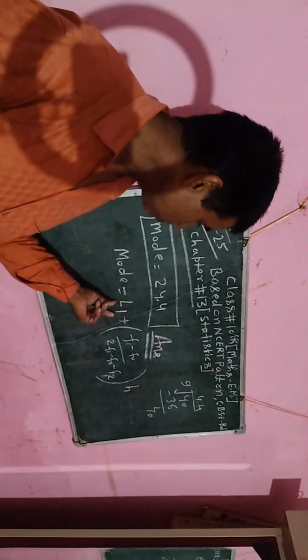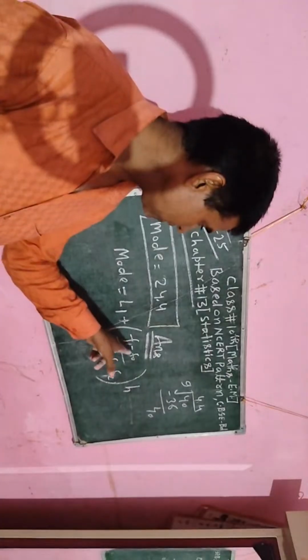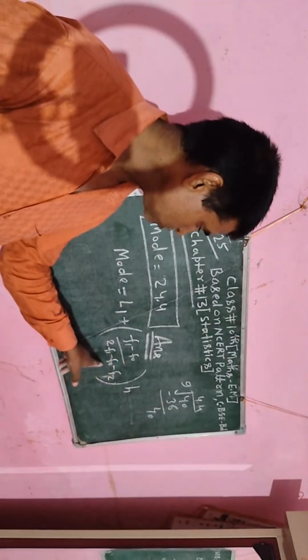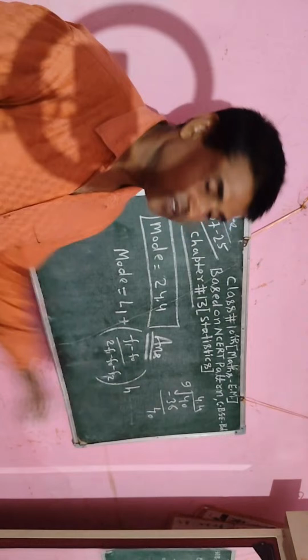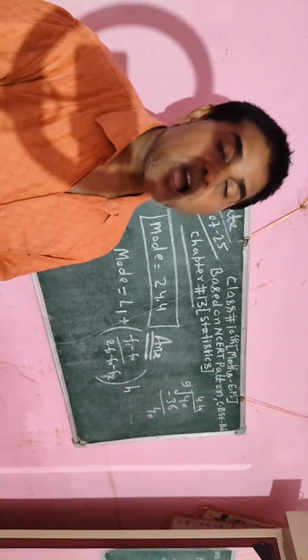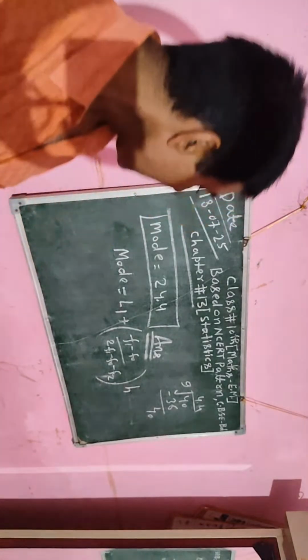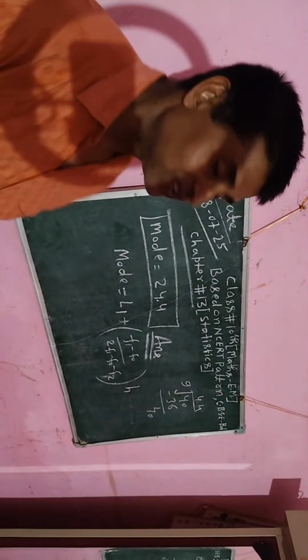So I have to put the value of l1, f1 and f0, f1 and also f0 and f2, and the value of pH, and then I will simplify. After simplifying, I will take a value, and that value will be the mode of the given data.